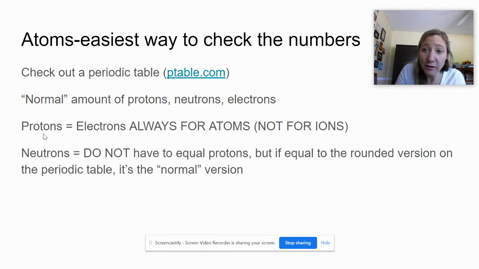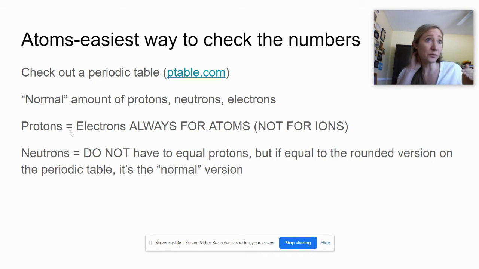A couple other reminders. Remember that we can never, ever change the protons if we're looking at one element. If you change the protons, you change the entire element. Protons equal atomic number, which tells you which element it is. So they're never going to change if we're looking at one element at a time. If it's an atom, i.e. if it's on the periodic table, protons are equal to electrons. They will always be the same.